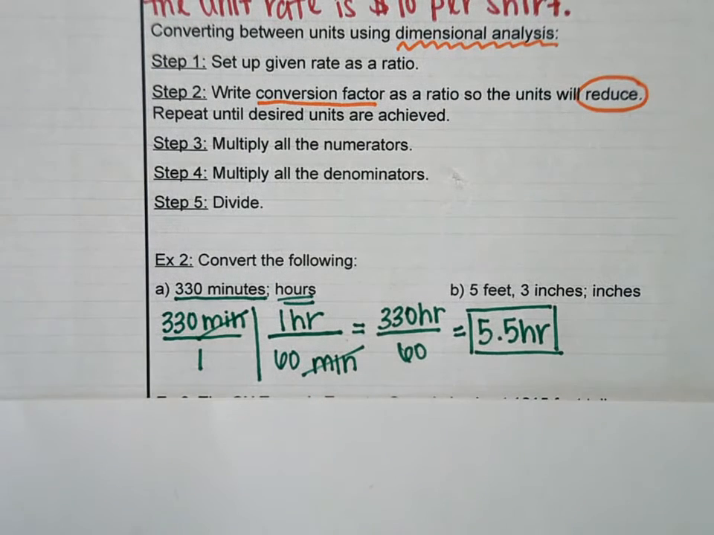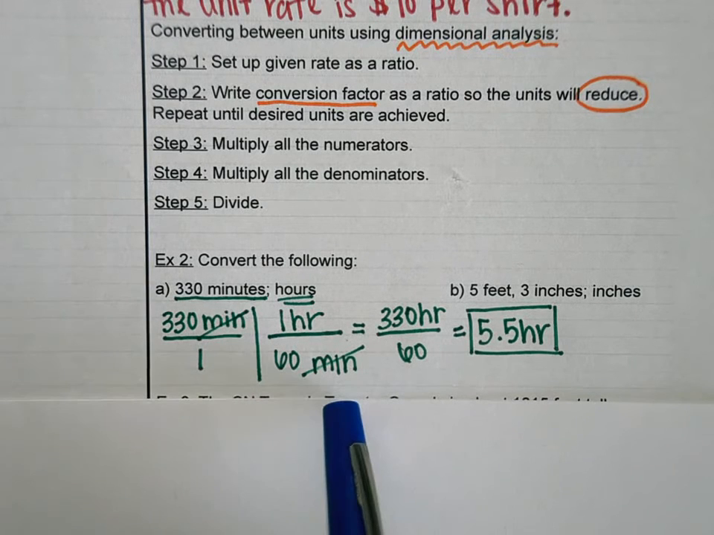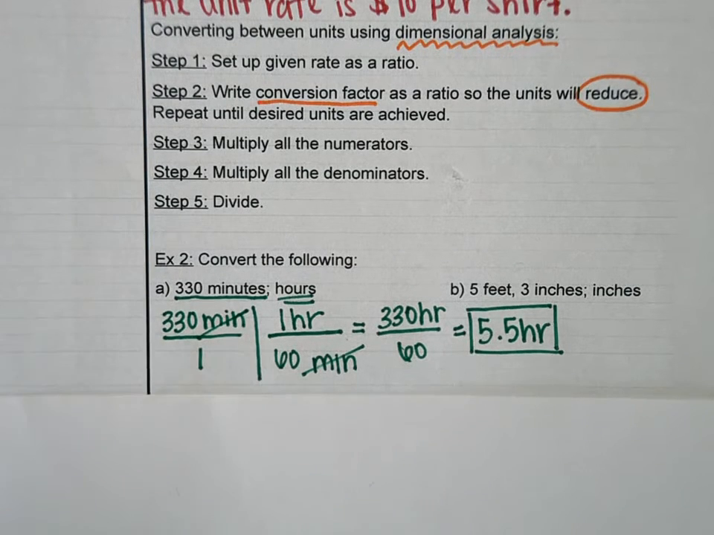I know that a lot of you could probably do this in your head, but I want you to show the actual units reducing, because when we get to longer conversion problems, you won't be able to keep track of all of it in your head, and you need to keep everything labeled.